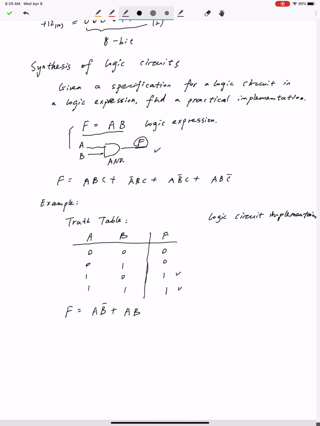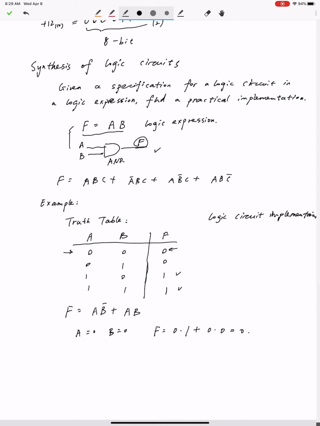You can verify that by plugging in an arbitrary row. Let's plug in the first row. A equals 0 and B equals 0. Let's find the corresponding F. F equals A times B bar, right? So A is 0, so it's 0 times B bar. B is 0, B bar is 1, plus 0 times 0. That equals 0, right? Which is identical to the first row, right?